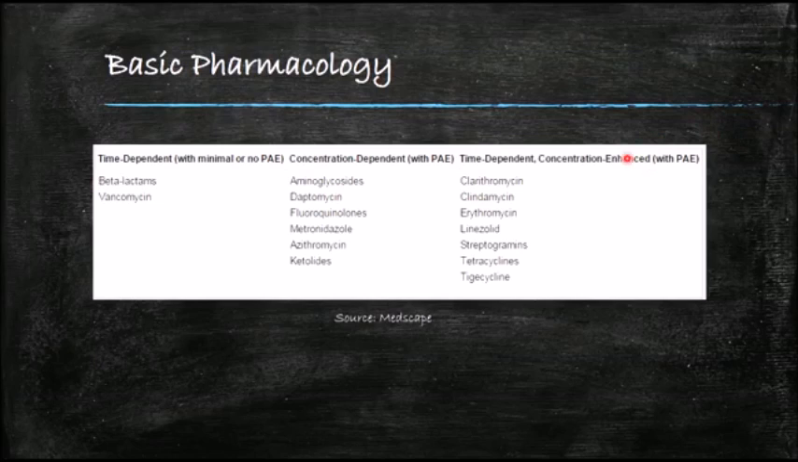Post-antibiotic effect, these are the drugs where you give it now, and even after it's worn off, it's still going to have an effect on the body. The two biggest things you need to realize is that beta-lactams or penicillins are time dependent, so they're going to be given quite frequently. Then your aminoglycosides, such as gentamicin, are concentration dependent.